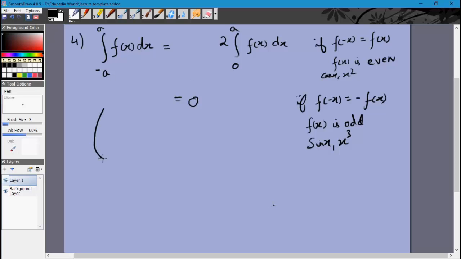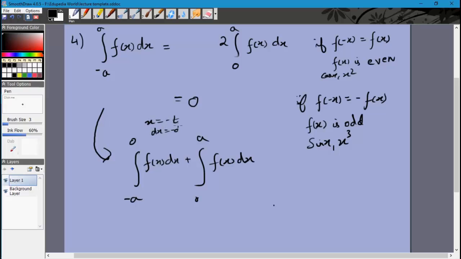We can use a previous property here and write this as the integral of minus a to 0 f of x dx plus the integral from 0 to a f of x dx. And here we'll put x is equal to minus t, and we get dx is equal to minus dt. So now x is minus t, so here we'll get a to 0 f of minus t, negative of this dt, plus the integral of 0 to a f of x dx. We'll just write this as f of t dt too. Here we've substituted x is equal to t just for consistency.